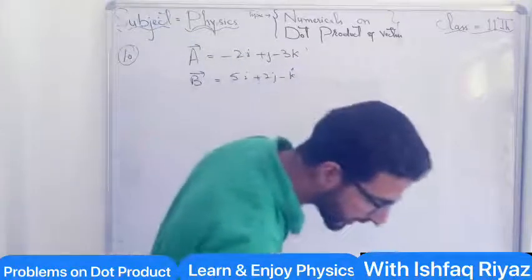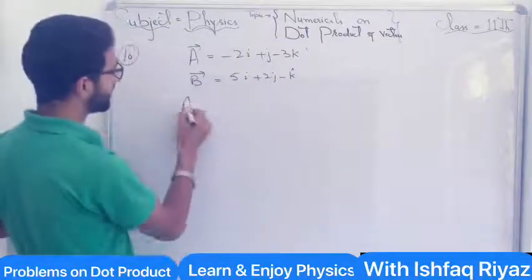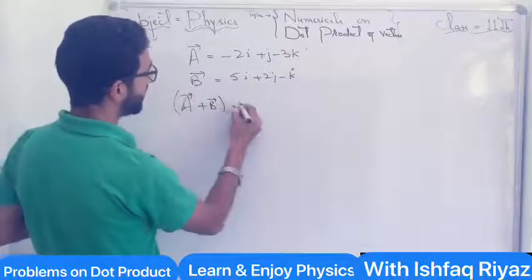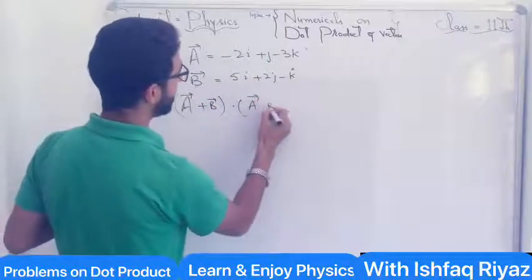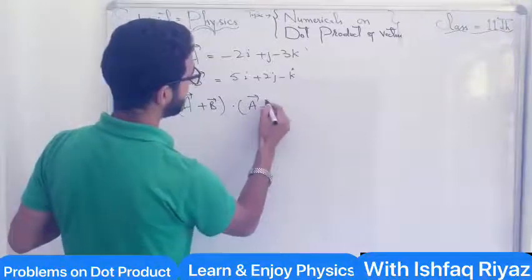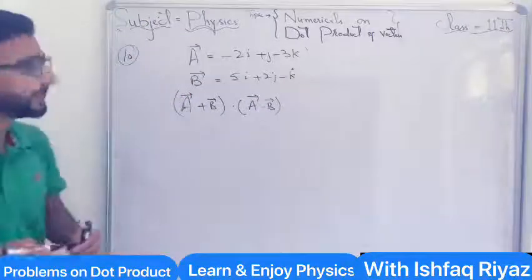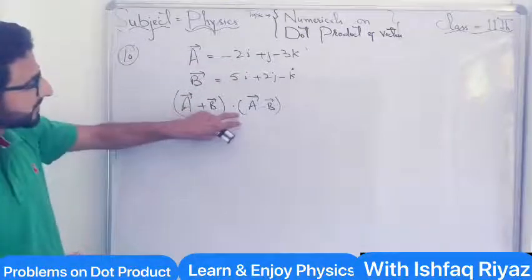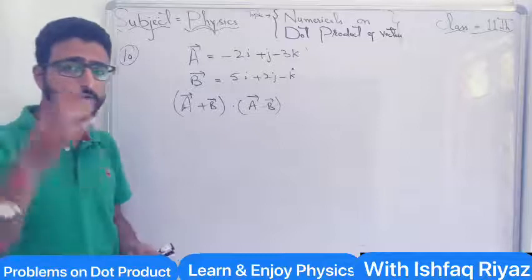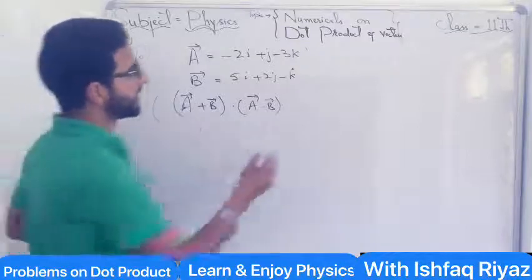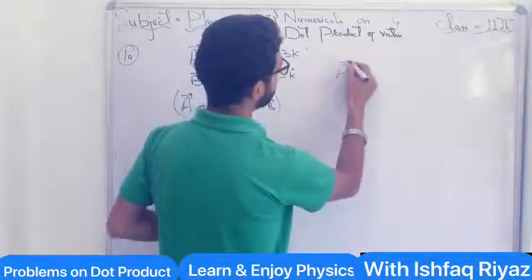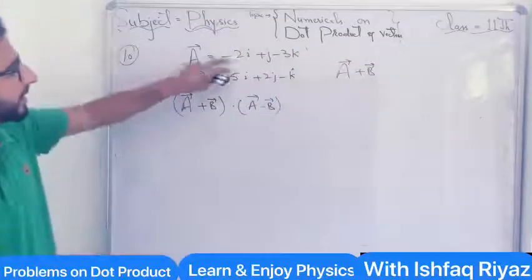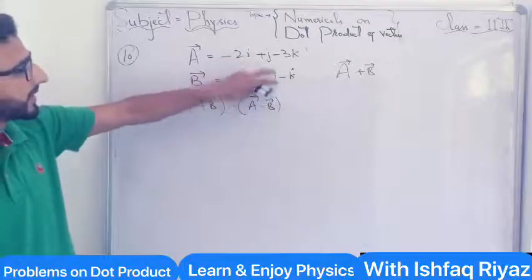We are supposed to calculate the dot product of a plus b dot of a minus b. Given two vectors are there, we have to calculate the dot product of a plus b and a minus b. Let us try to calculate first a plus b. That is the addition of the two vectors. Rather here, it is the addition of the components of the vectors. Simply we will add the corresponding components of i, j and k.